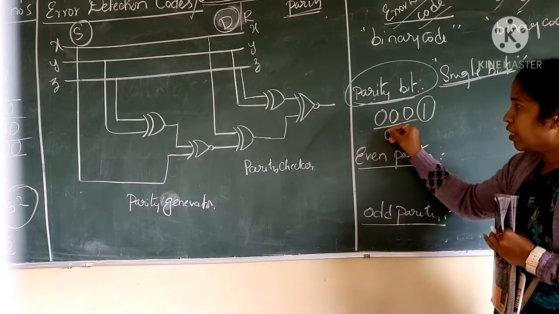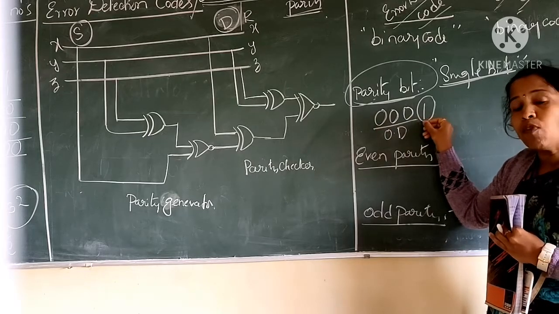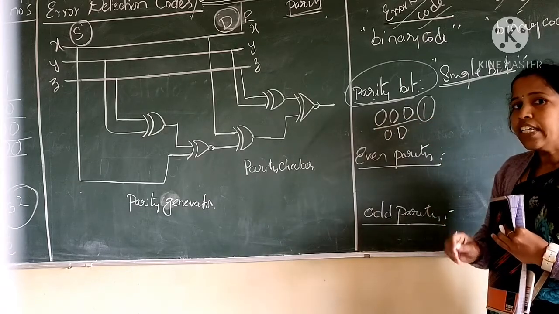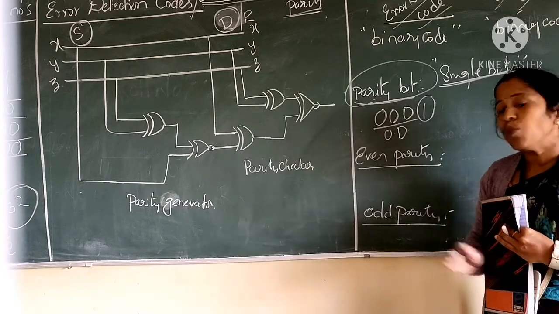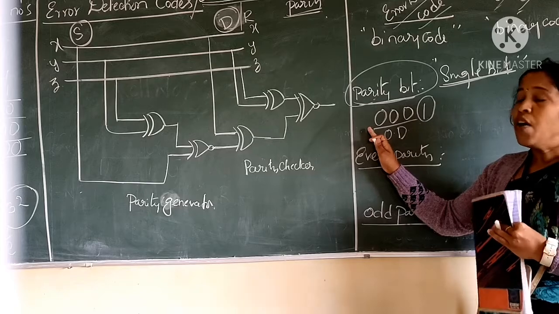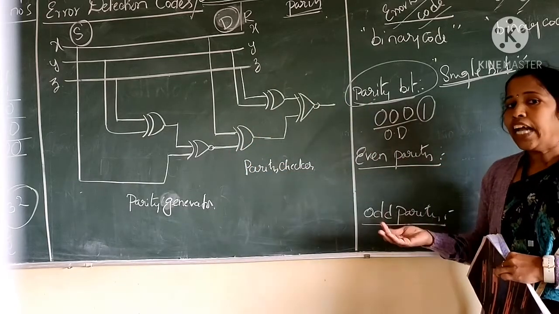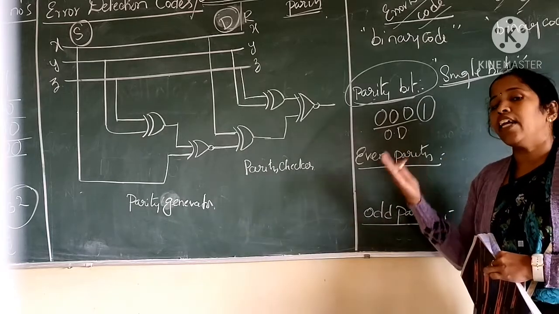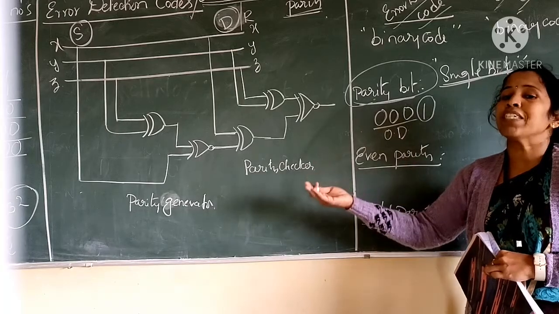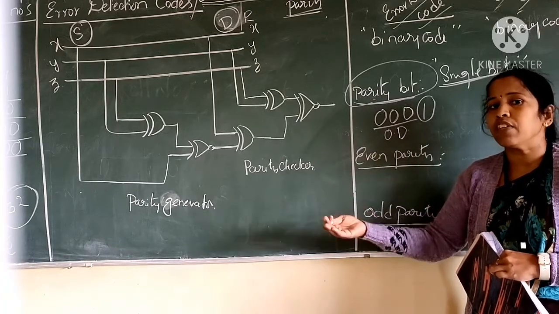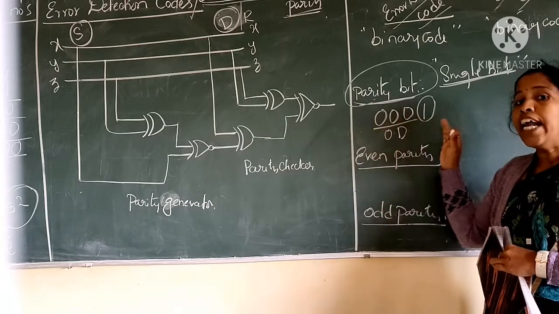So 000 is the original data, and for this I am adding one more bit. That is the parity bit. Or you can say that the parity bit is an extra bit which is added to the original data when it is transmitting from source to the destination. Either I can add it at the starting of the message or at the ending of the message. That depends upon how the digital system is designed. Based on that, I add it either at the starting or the ending of the data.